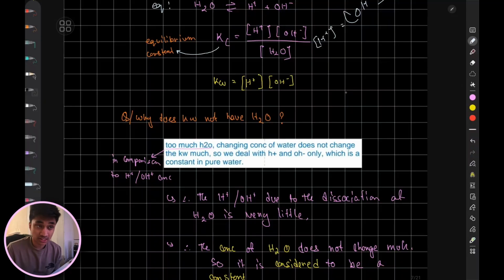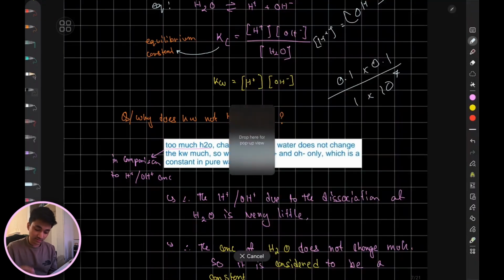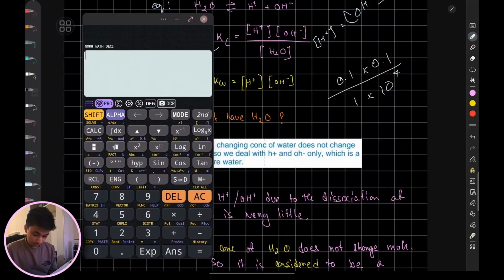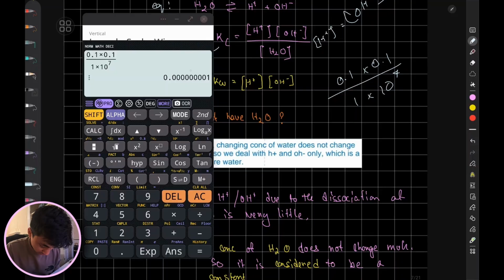if I just want to explain it using a number, I'll explain it using a number. 0.1 times 0.1 divided by 1 into 10 to the power of 7. Okay, let's take this example and find the answer. The answer is 1 into 10 to the power of 9.